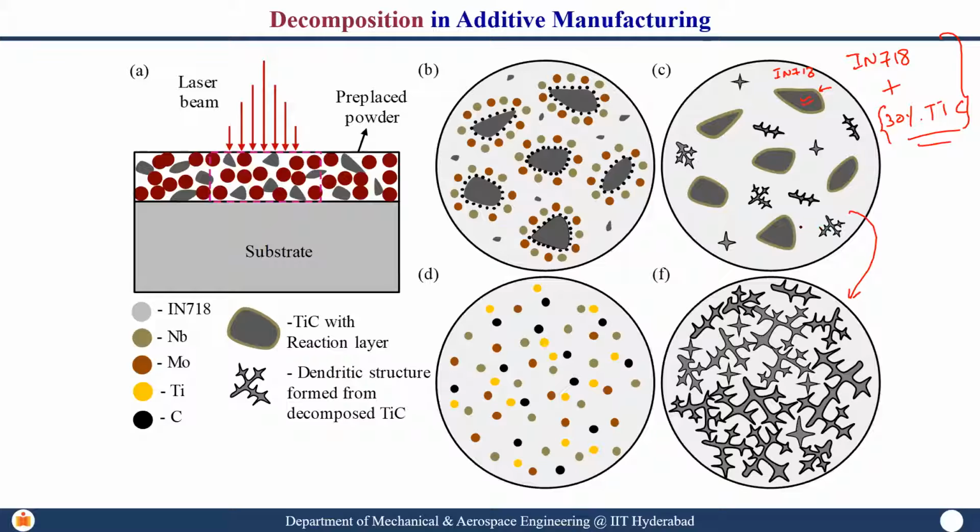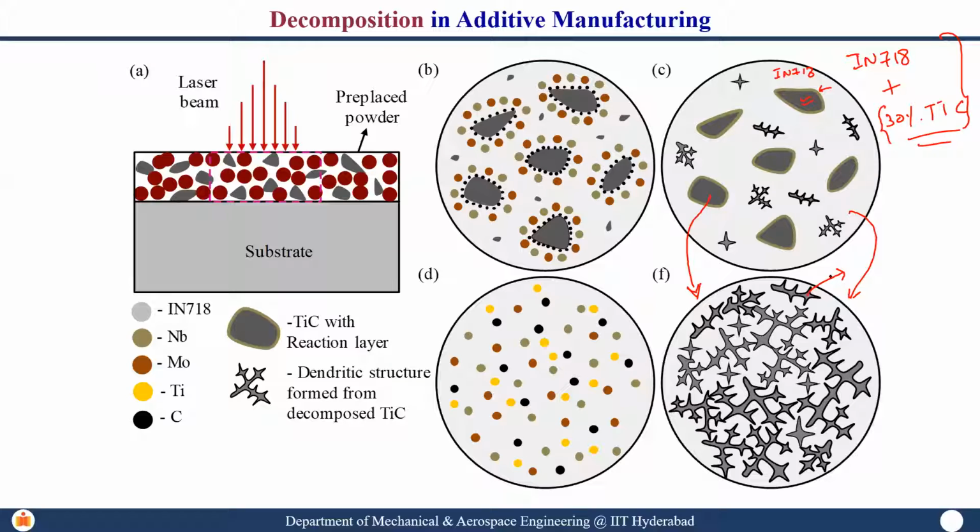If your molten pool lifetime becomes too high, then this will start decomposing. I don't say melt, they start decomposing. Carbon is something which is notorious. It will immediately diffuse everywhere. Then it gets dissociated and forms dendrites. These dendrites are ceramic in nature, and you will lose the whole mechanical property.